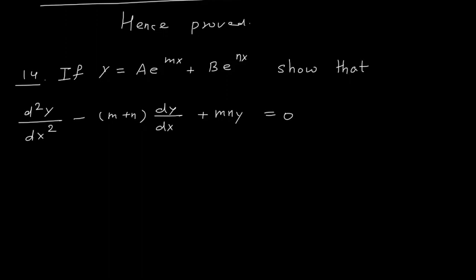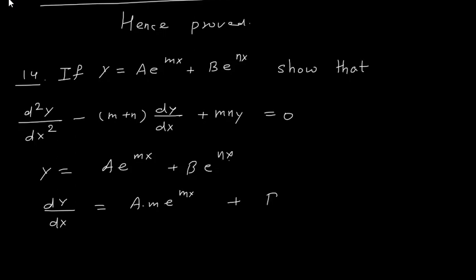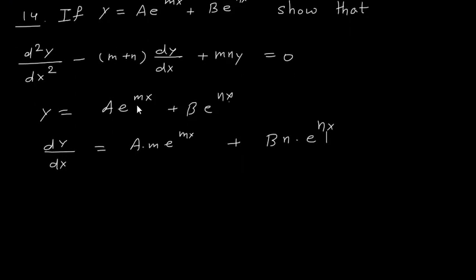So here let us write what is y. y is equal to a e power mx plus b e power nx. Okay, so when I differentiate the first time, I will get dy upon dx, and this will be a into m into e power mx plus b into n into e power nx. Are you agree with me? This is a composite function, so the derivative of e power mx is e power mx into the derivative of mx, which is m.